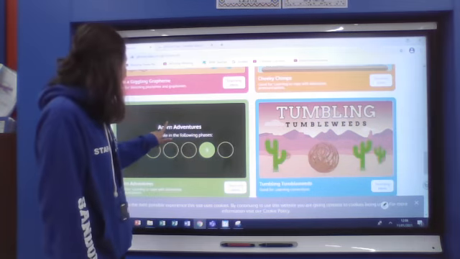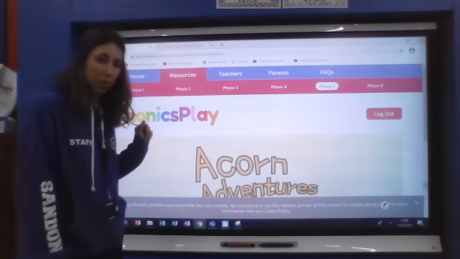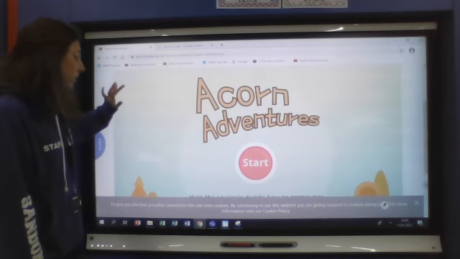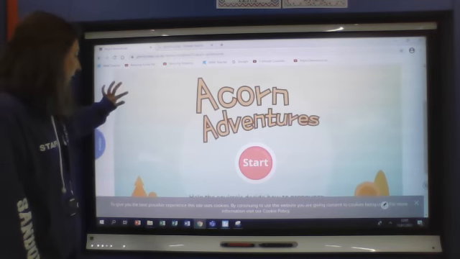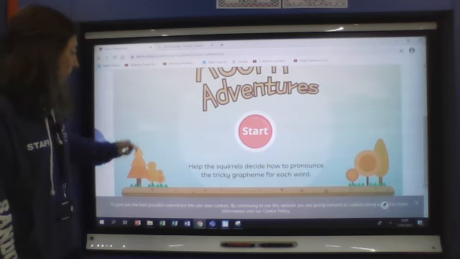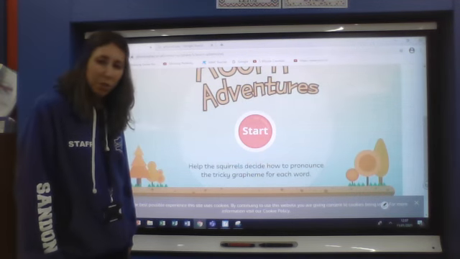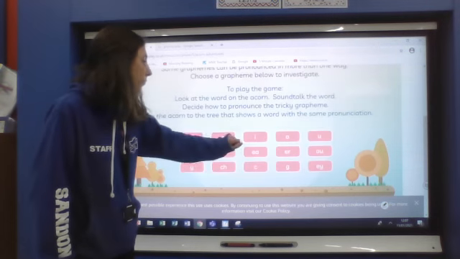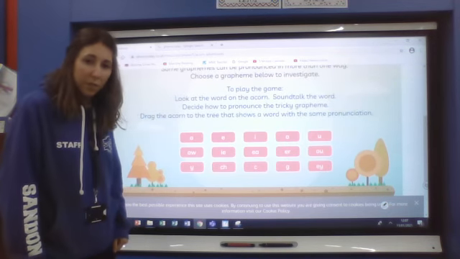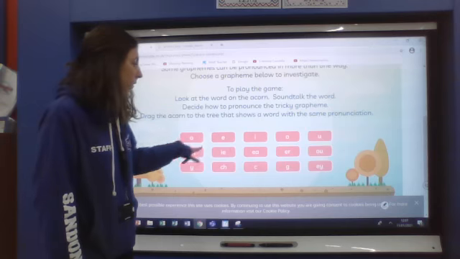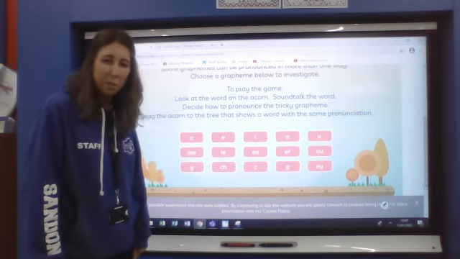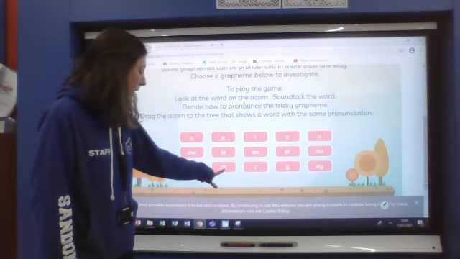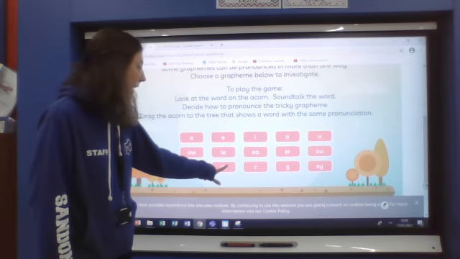Okay, so I think we'll have a go on Acorn Adventures. I'm just going to show you a little bit and then you can get on, hopefully on your device, to have a little go. It says, oh, we can't scroll down. There we go. Help the squirrels decide how to pronounce the tricky grapheme for each word. Okay. So it will give you lots of different ones, and you'll notice over the few weeks coming up that we're going to be practicing these alternative pronunciations. But this week, the start of the week, we're learning CH, aren't we?